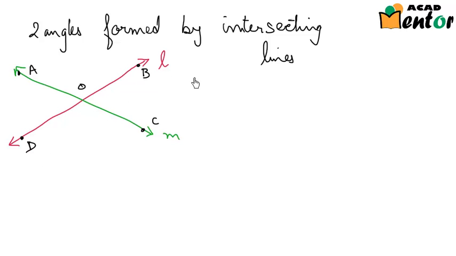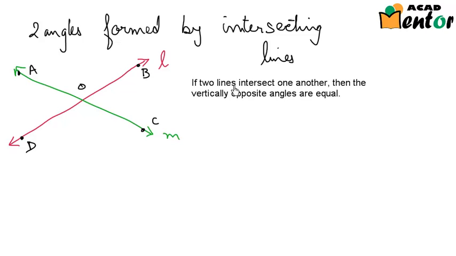Now let's look at what the theorem has to say. So it says that if two lines intersect one another, then the vertically opposite angles are equal. Now first of all, let's understand what vertically opposite angles are. So in this figure, where two lines, line L and line M, are intersecting at point O, let's look at what vertically opposite angles would be.